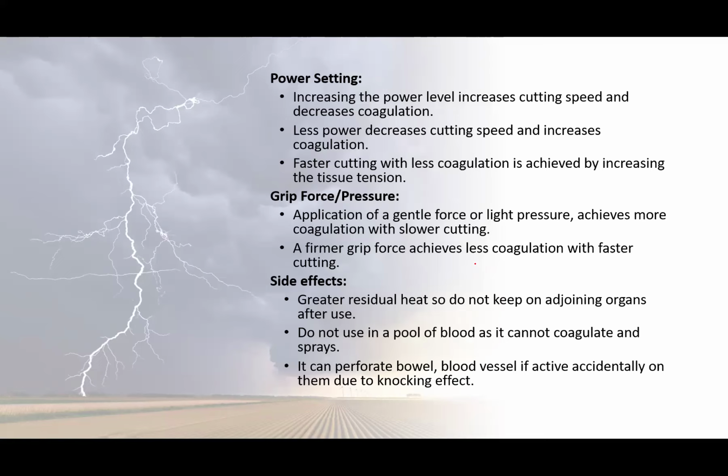Now, what is the power setting we just talked about? Increasing the power setting level increases cutting speed and decreases coagulation. Less power decreases cutting speed and increases coagulation. Faster cutting with less coagulation is achieved by increasing the tissue tension.